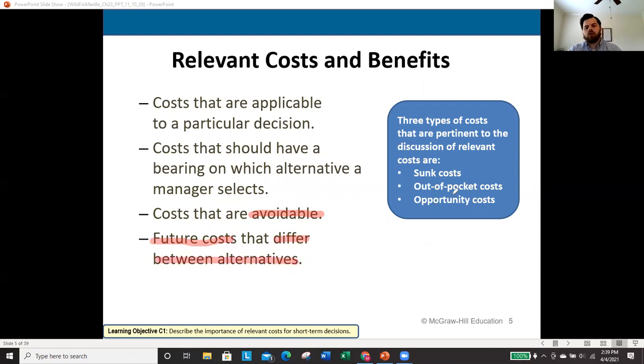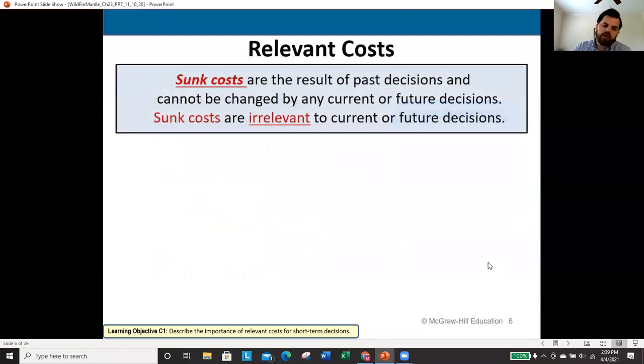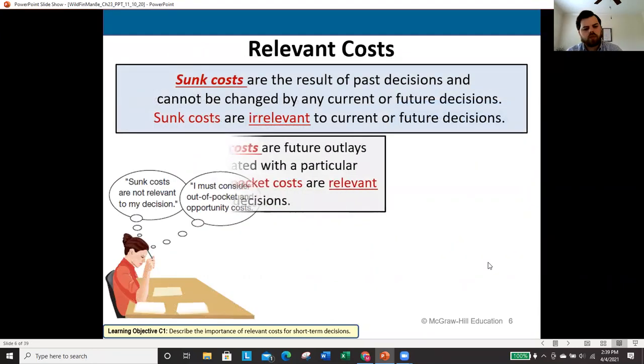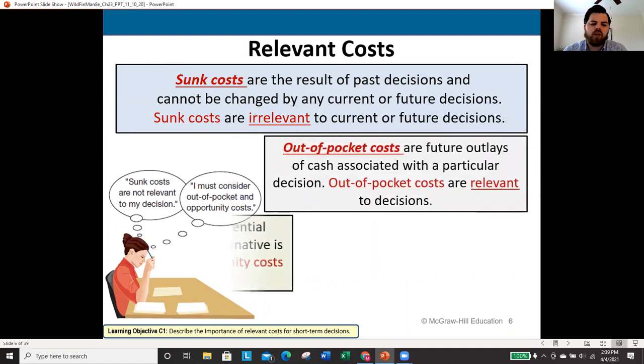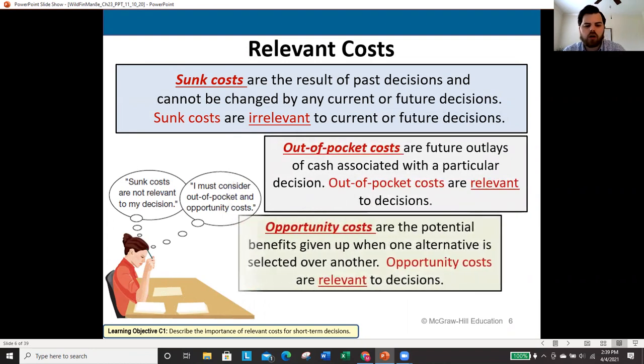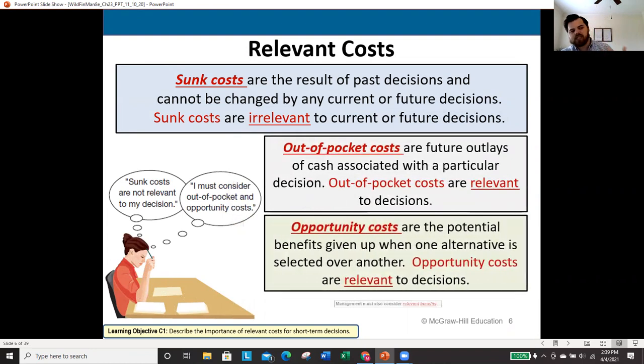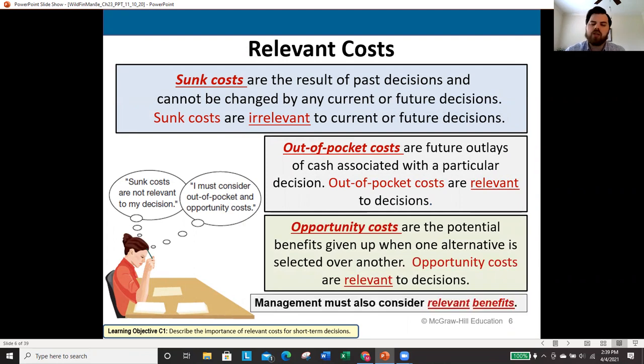Very good. So basically, this breaks out into three different areas. We have what are called sunk costs, out-of-pocket costs, and of course, opportunity costs. So we'll go into a little bit more detail on those here on our next slide. So in this case, we see first that my sunk costs, these are costs that are the result of a past decision. So these are things that we cannot change based on current or future decisions. And because of that, these are irrelevant.